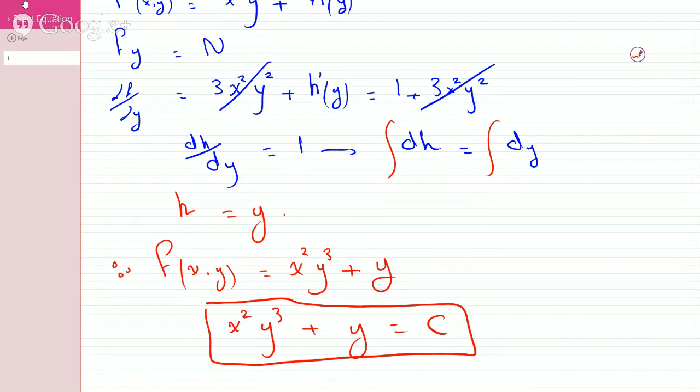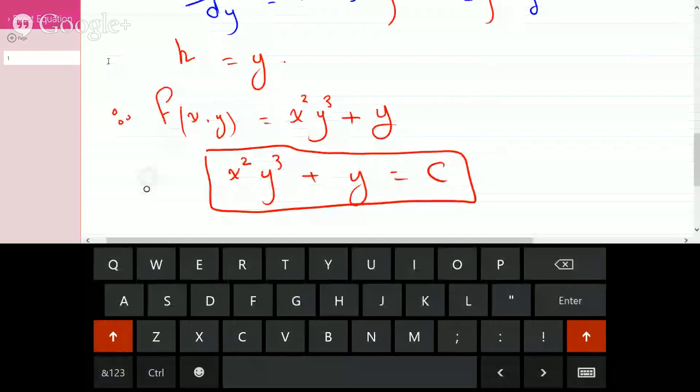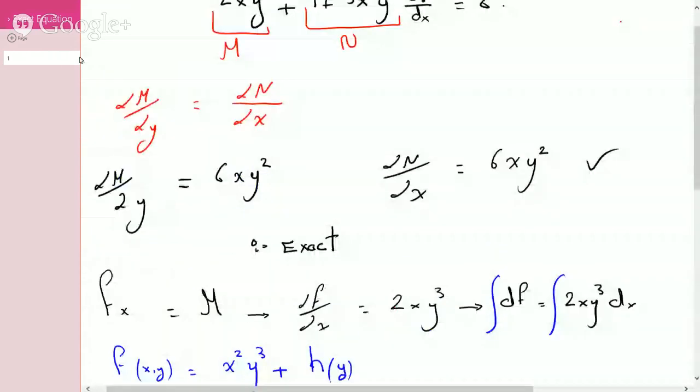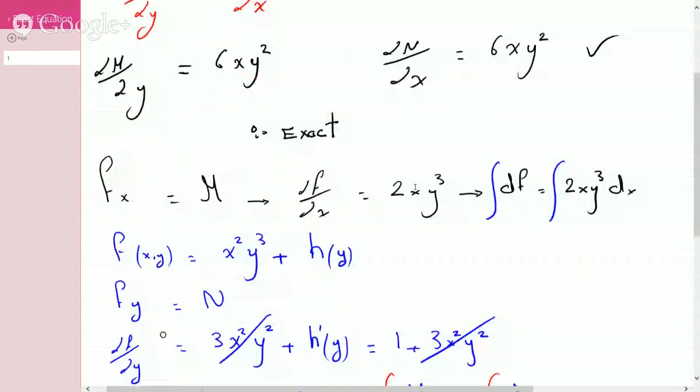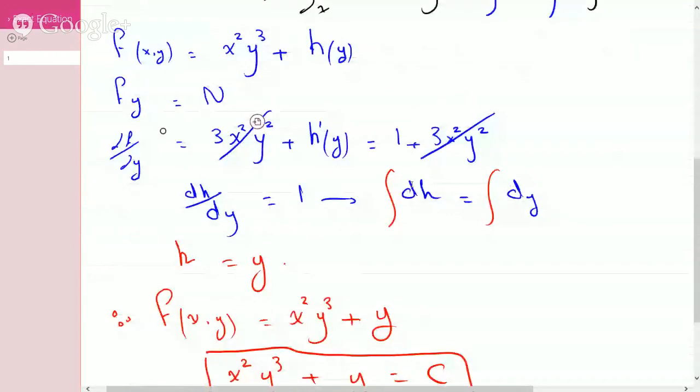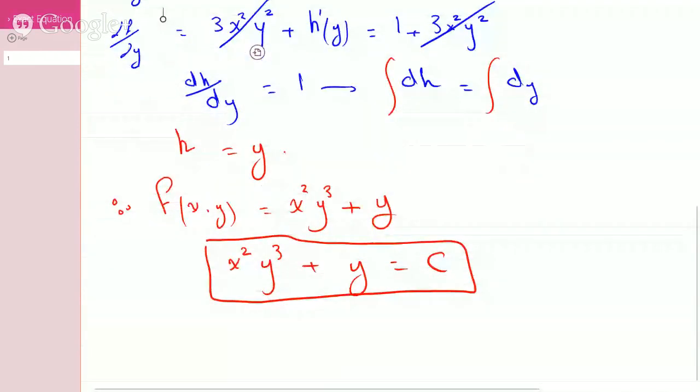Ben, are you there? Any questions on what we're doing? I got to this. So far I'm here. Where? x squared y cubed plus. Right, so the partial derivative of that with respect to y has to equal N. Right, yeah. And from there you can figure out what your h of y is, or whatever you call it, g of y. Doesn't matter.